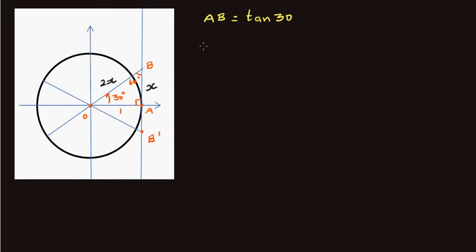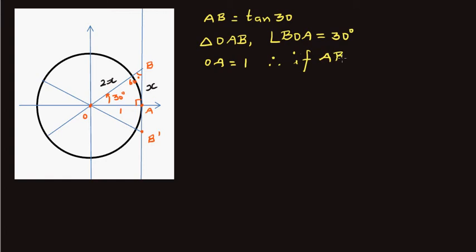So this is a right angle triangle, so we can say in triangle OAB, angle BOA is 30 degrees, and OA is 1 because it's a unit circle, it's the radius of the circle. So therefore, if AB is equal to x, the hypotenuse OB is going to be 2x.